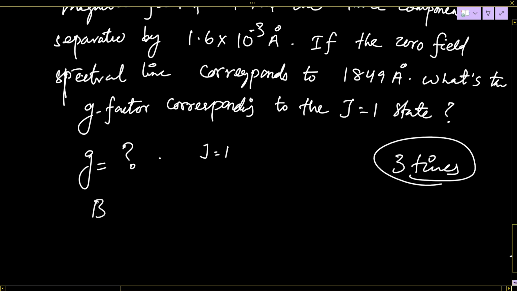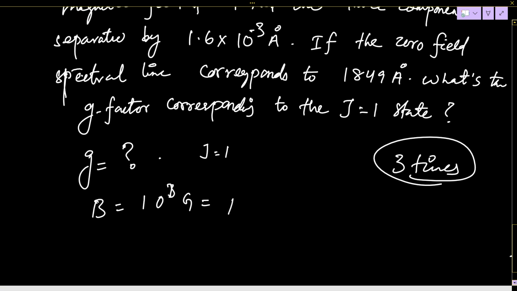Magnetic field is given how much? 1 kilogauss. That means 10 to the power 3 Gauss. That is 10 to the power 3 into 10 to the power minus 4 Tesla. 1 Gauss is 10 to the minus 4 Tesla. So 10 to the minus 1 Tesla. Okay. Separated by 3 components separated by 1.6 10 to the minus 3 angstrom.